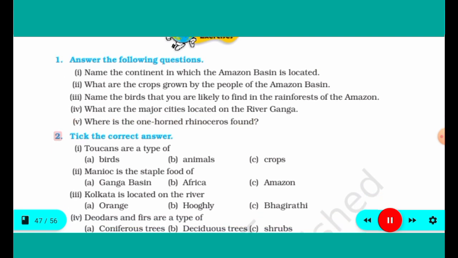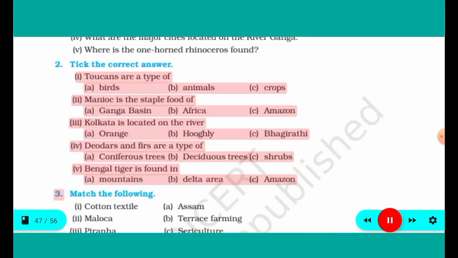2. Tick the correct answer. I. Toucans are a type of A. Birds. B. Animals. C. Crops. II. Manioc is the staple food of A. Ganga Basin. B. Africa. C. Amazon. III. Kolkata is located on the river A. Orange. B. Hooghly. C. Bhagirathi.